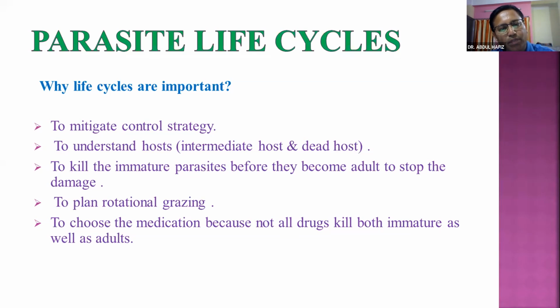So we should kill the immature parasites before they become adult to stop the damage. Before they become adult, to some extent we can kill the immature parasites also. And we have to practice a plan of rotational grazing. Everybody knows rotational grazing, although it is very tough to maintain, so we can also control the parasitic life cycles through rotational grazing, breaking the life cycles in this way.